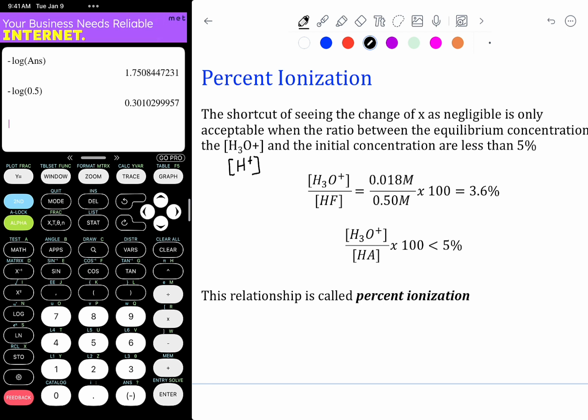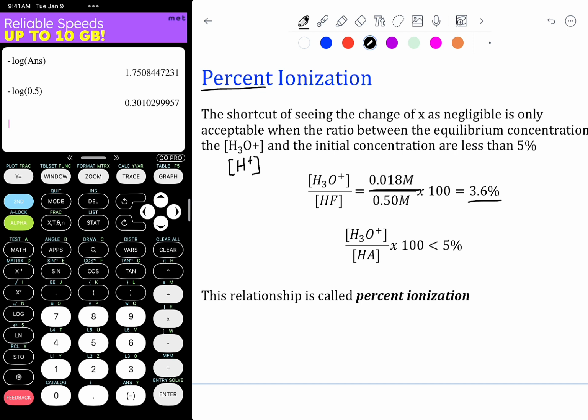So, we use our ice table to solve for our H3O plus concentration using that approximation. So we got 0.018 molar as our H3O plus concentration from our ice table. Okay, that's our 2 sig fig representation there. And that value we found using that approximation that X is small. Then we take that and we divide it by our initial concentration. We're basically seeing how small that change would be if we didn't use that approximation. So we take the ratio of those two values, we multiply it by 100 to make it a percent because this is percent ionization. And that percentage is 3.6%.